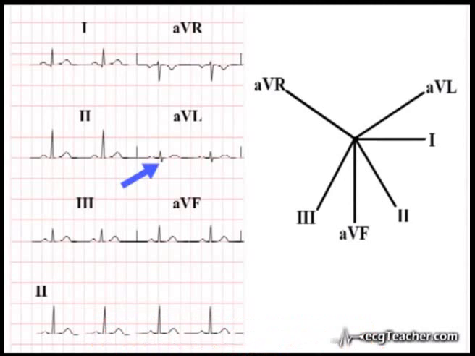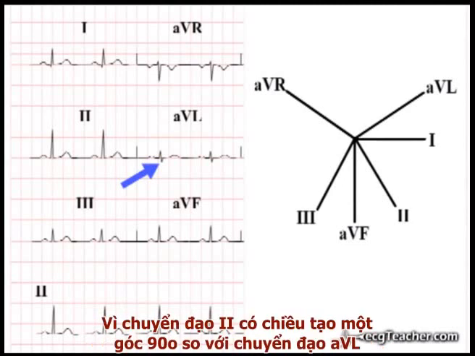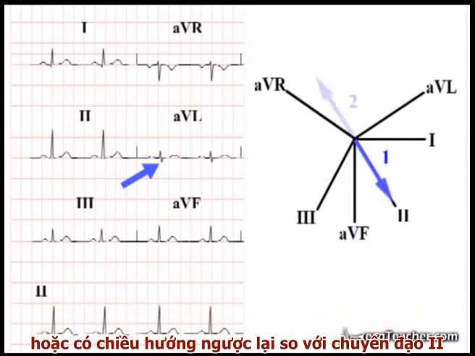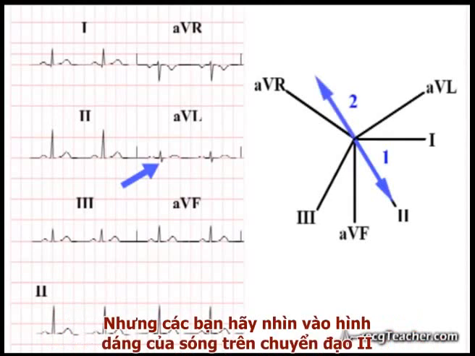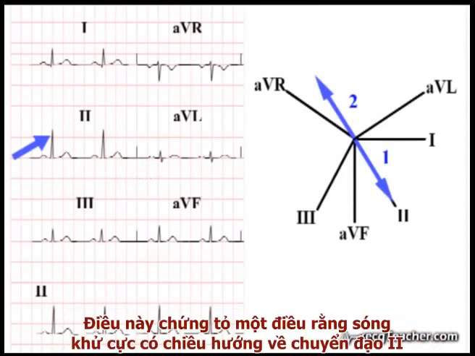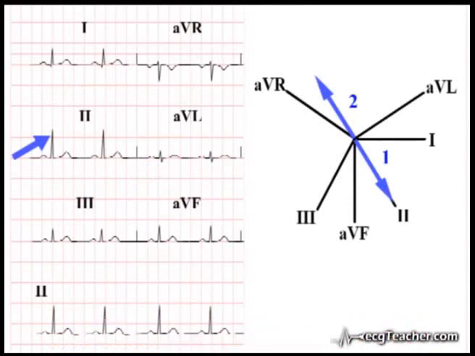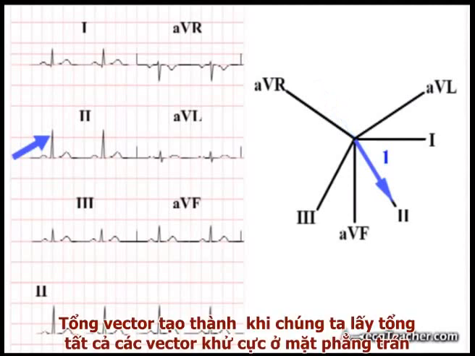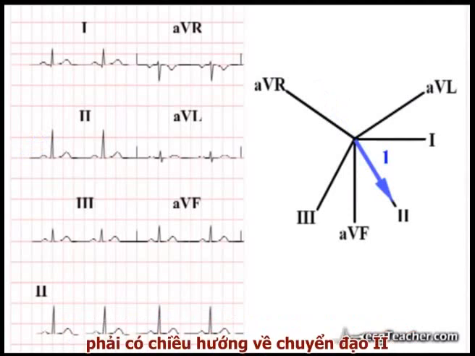This gives us 2 possibilities. As lead 2 lies at 90 degrees relative to AVL, the total frontal vector may be traveling towards lead 2 or traveling directly away from it. But look at the morphology of the QRS complex in lead 2. It is strongly positive with a tall R wave, indicating that depolarizing forces are in the main traveling within 90 degrees of this lead. Therefore, option 1 must be correct. The total vector generated when we add together all frontal depolarization vectors must be traveling towards lead 2.